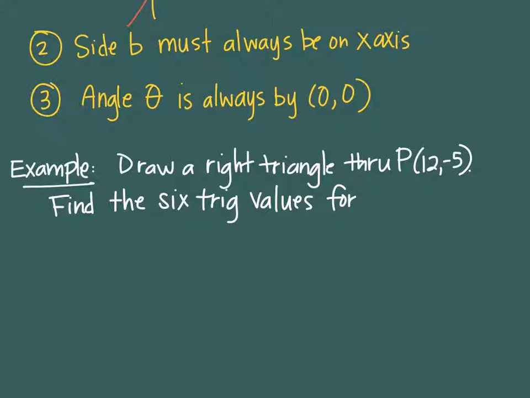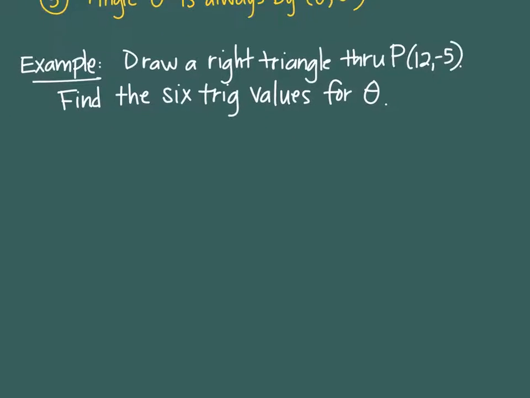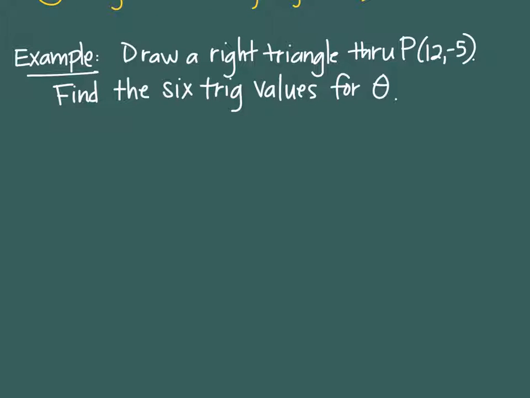So what we got to do first is figure out where point P is, what quadrant it's in. Once we know the quadrant, then we know the shape of the triangle we have to draw. And we have to know where to label all the sides. And then we'll find the 6 trig values. So it's not too bad if you can visualize it. So we're going to draw our picture first and get the triangle all in the right spot.